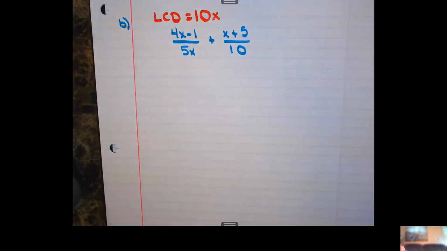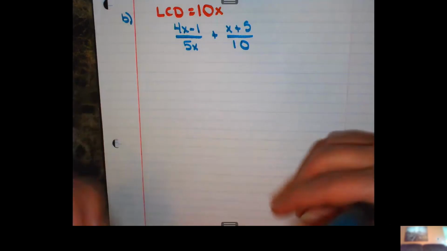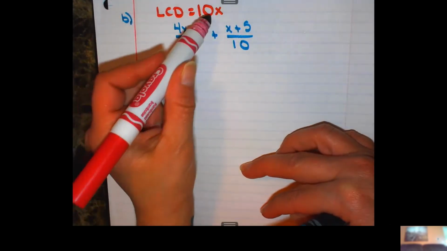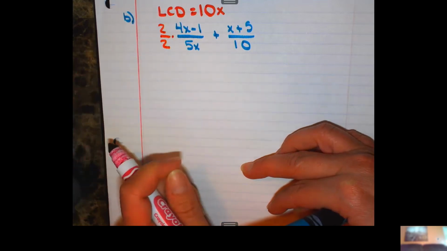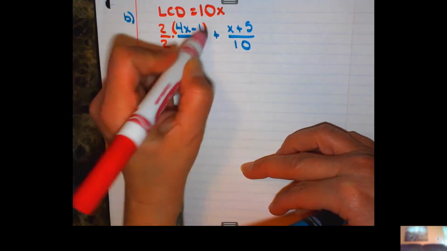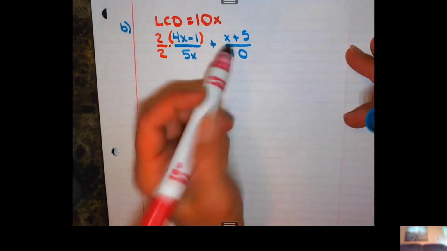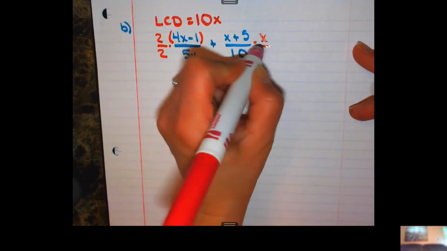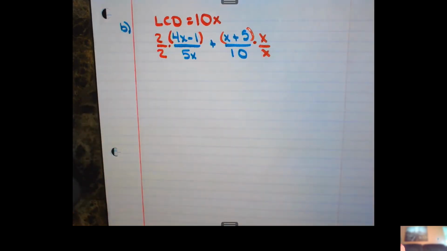So now what we're going to do is we're going to multiply both fractions so we can get them to be 10x. So if I look at the first fraction, 5x times 2 gives me 10x. So I'm going to multiply the top and the bottom by 2. I have to do the same thing. I'm going to put the top in parentheses. If I look over here, what do I multiply 10 by to get 10x? Well, there's an x missing, so I'm going to multiply the top and the bottom by x. And I'll put the top in parentheses as well.